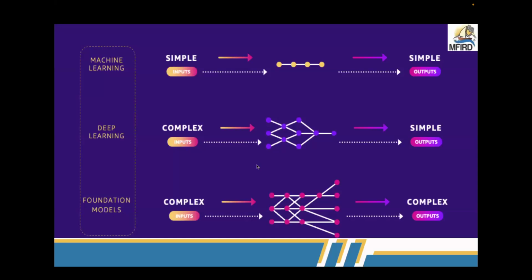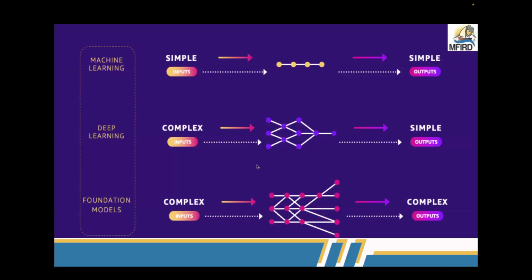Then the concept of deep learning comes, where you have a complex set of inputs and you detect a simple output. An example could be image recognition, right? Where you pass the whole image, which is too much data, and from that image, I'm simply detecting whether there is a person in the image, whether I recognize a face in the image, or whether I count the number of people in the image and all those things, right? Image recognition is one example of that.